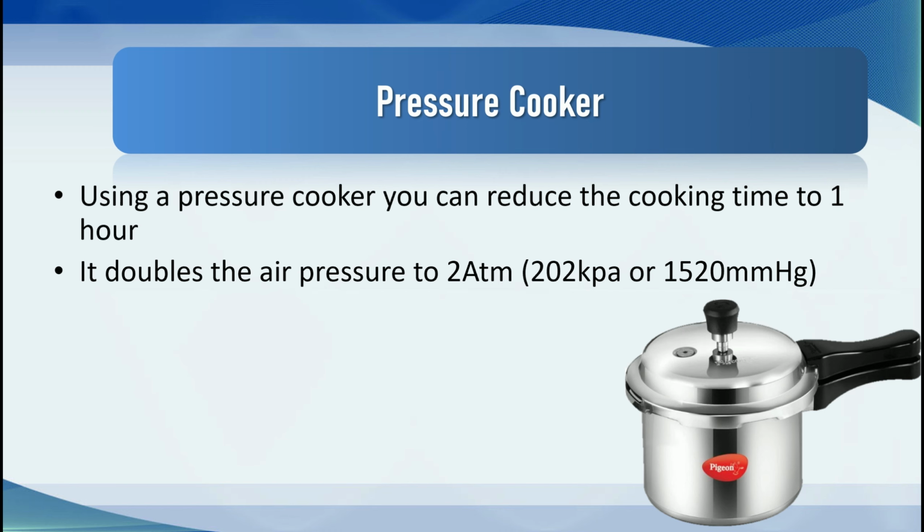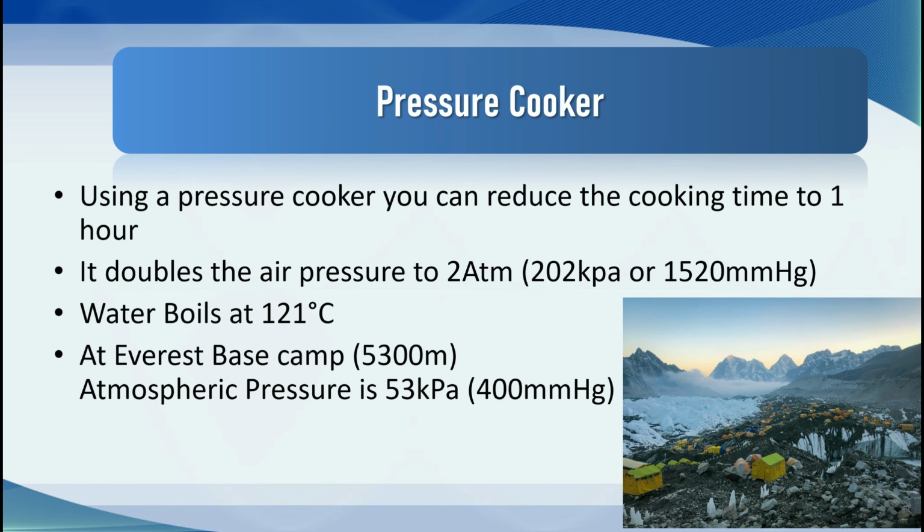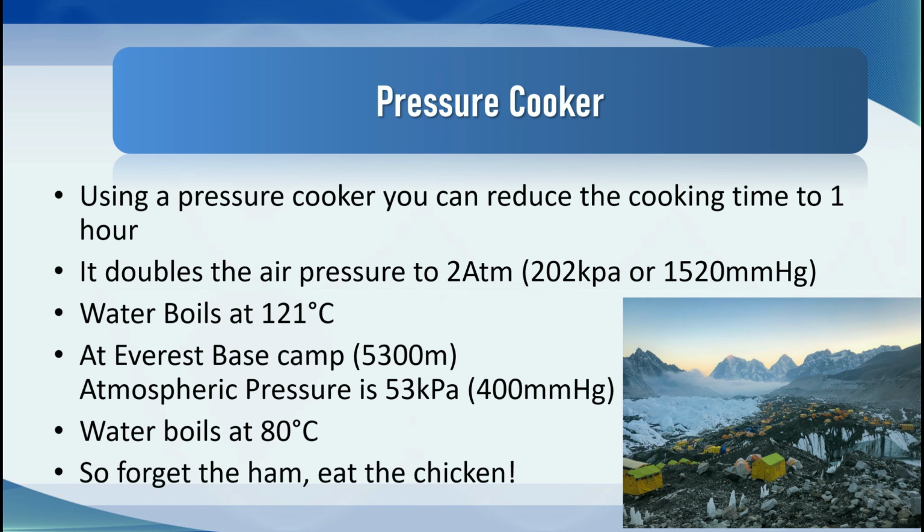As a consequence, water boils at a higher temperature of 121 degrees Celsius. Now the problem is that this dinner party is being hosted at base camp on Mount Everest. And at base camp, which is at 5,300 meters, atmospheric pressure is 53 kilopascals, or 400 millimeters of mercury, and at that altitude, water boils at 80 degrees Celsius. So my advice at this altitude is forget the ham, eat the chicken.